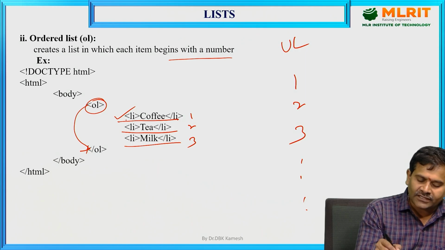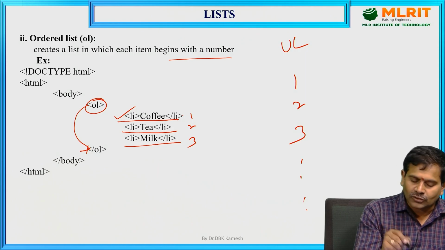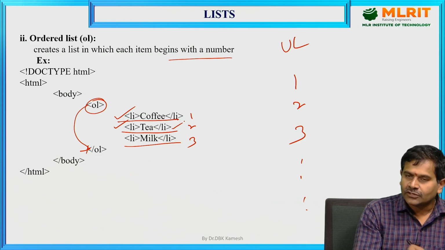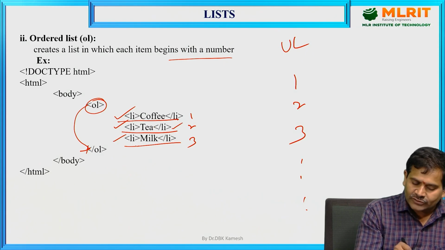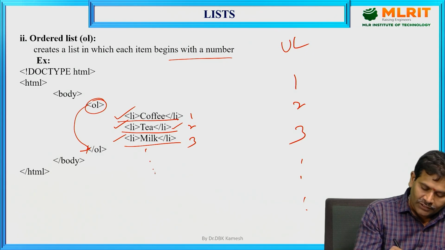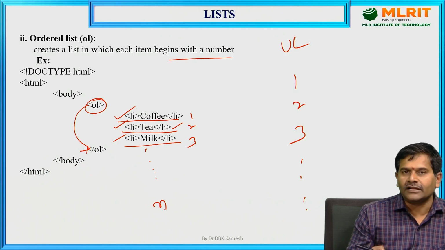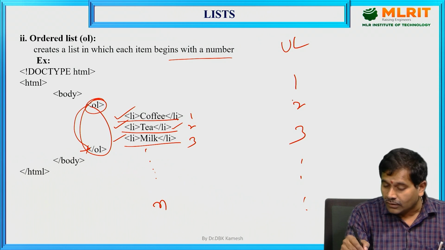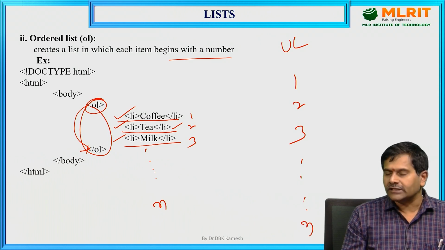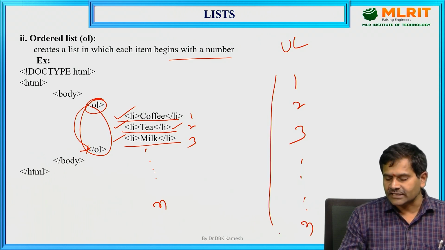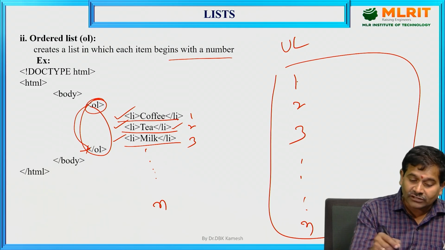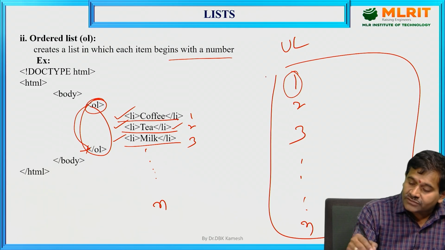So LI, start your content, followed by closing LI. Second one, so LI, start your content, followed by closing LI. Third one, same. Fourth one, up to n number of list items you want to present in the OL. So all are in 1, 2, 3, 4 up to n items, and will be displayed on your screen like this.